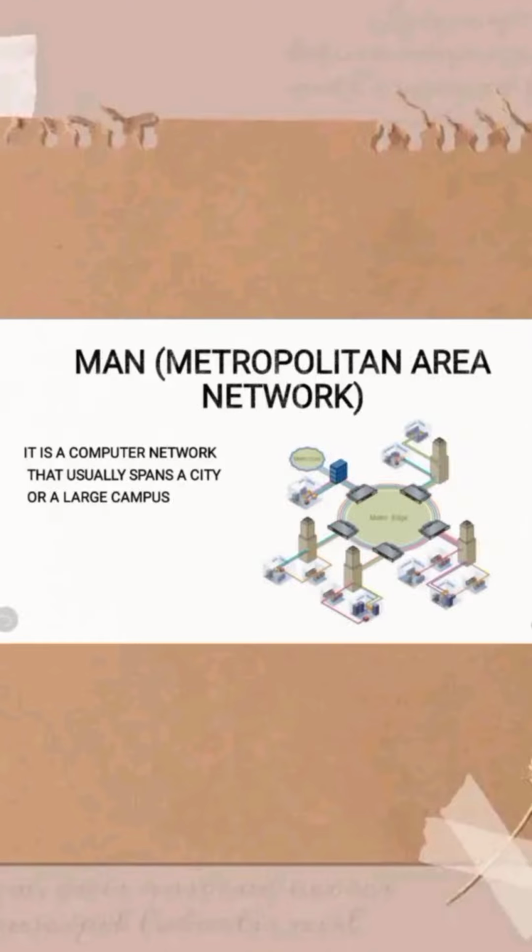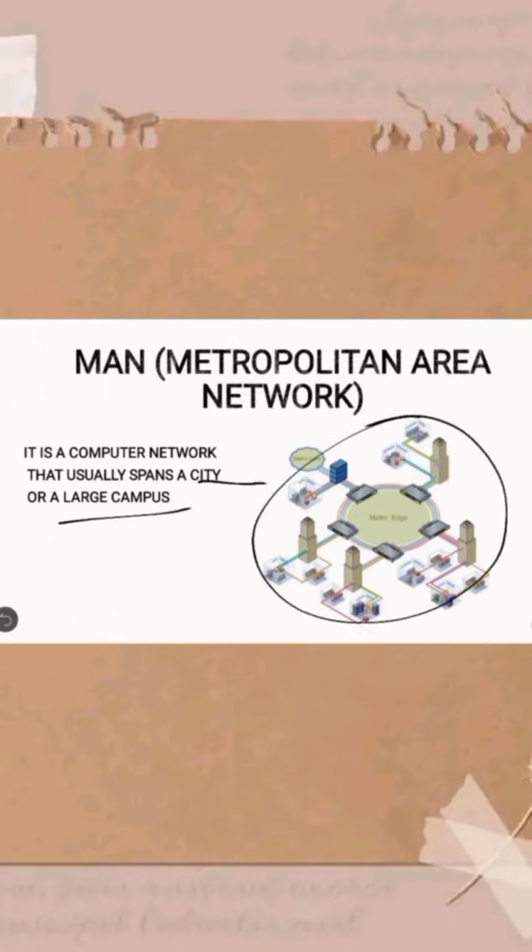Then MAN, Metropolitan Area Network. It is a computer network that usually spans a city or a large campus. So this is an example. As you can see, we have here Metro Age. So this is an example of metropolitan. Say in a city, if you can observe that in a city, there is an internet connection that can be accessed by all of the devices you are using, that is an example of Metropolitan Area Network.